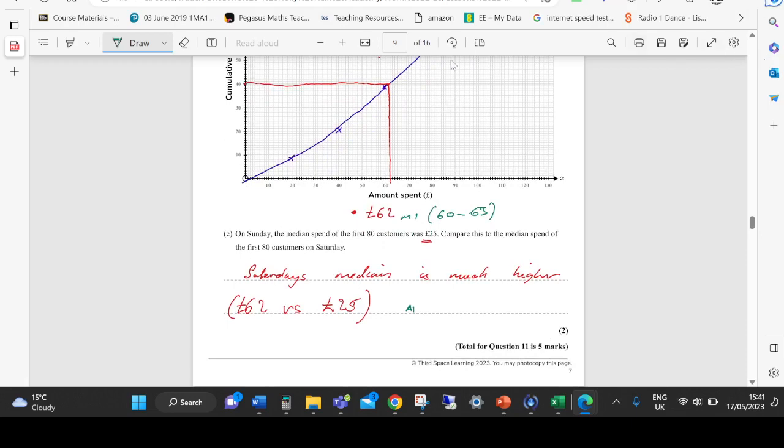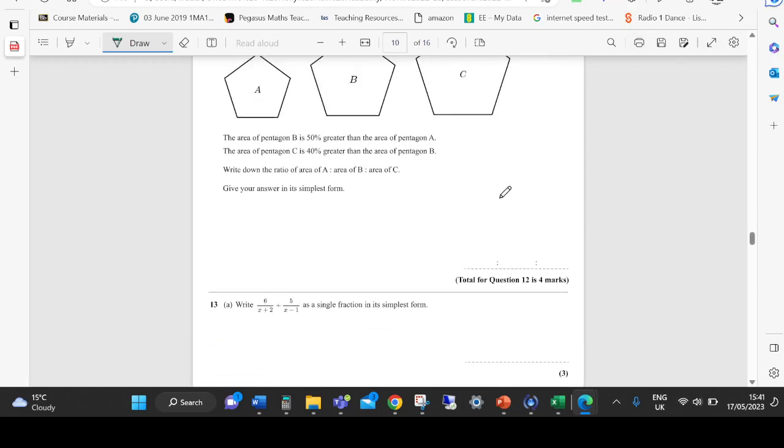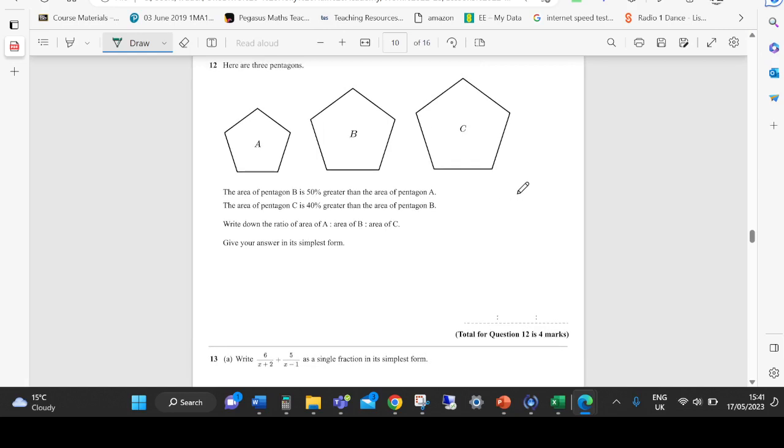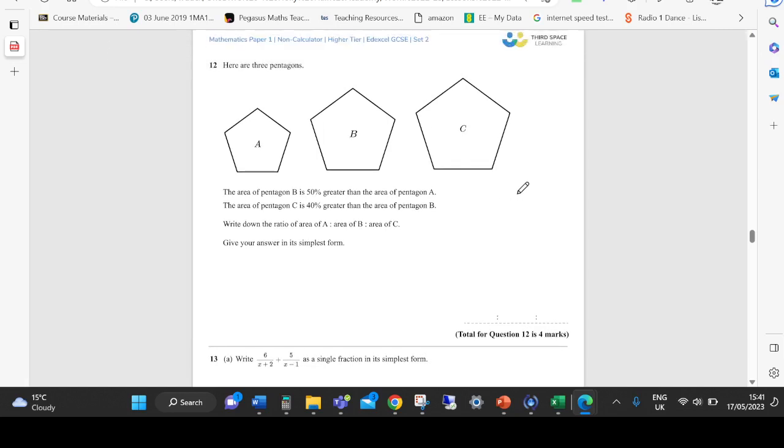Okay, question 12. Here are three pentagons. The area of pentagon B is 50% greater than the area of pentagon A. The area of pentagon C is 40% greater than the area of pentagon B. Write down the ratio of area of A, area of B, area of C, giving your answer in its simplest form. Okay.